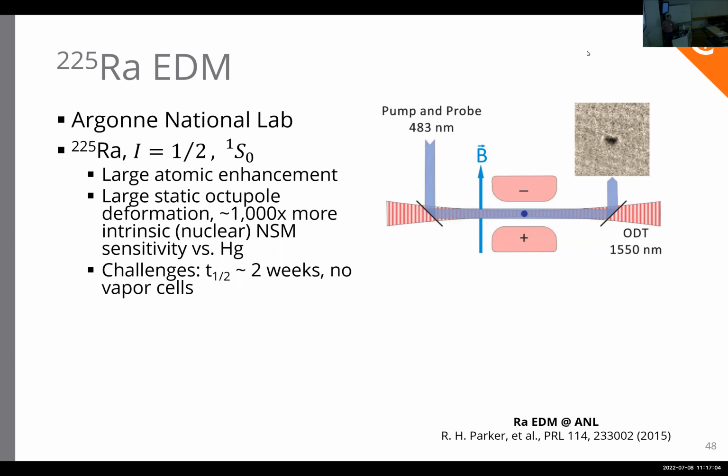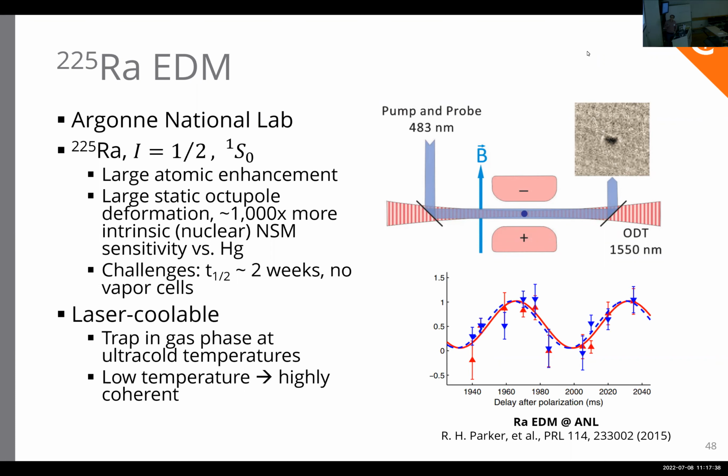The challenges, though, are that radium is radioactive, with about a two-week half-life. And you can't make vapor cells out of it. Radium's not a liquid at room temperature, so you can't make reasonably high pressure vapor cells. Not for safety, actually, that'd probably be fine. It's more that the chemistry doesn't work out for radium. So you can't just swap out the mercury with radium in the mercury EDM experiment and get a 1,000 times better measurement. That'd be great.